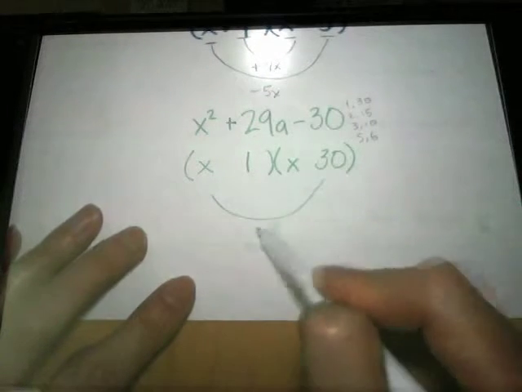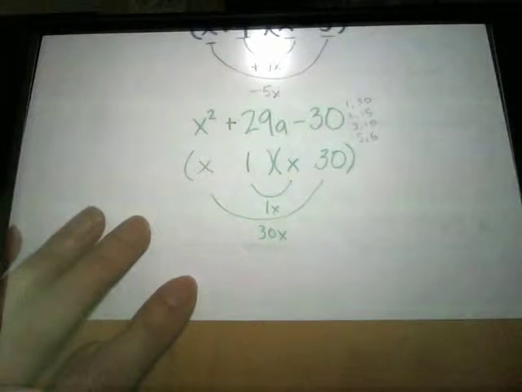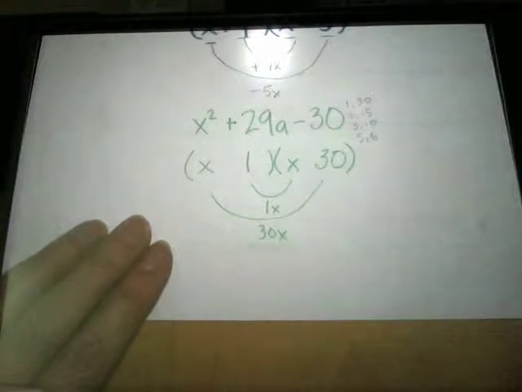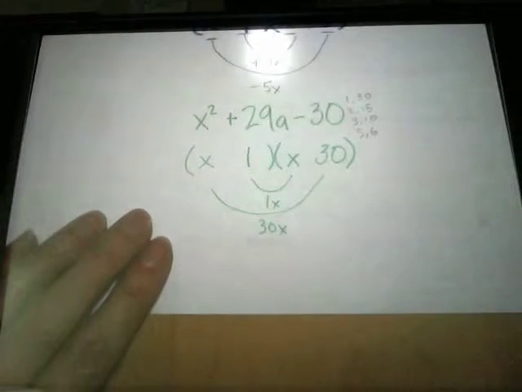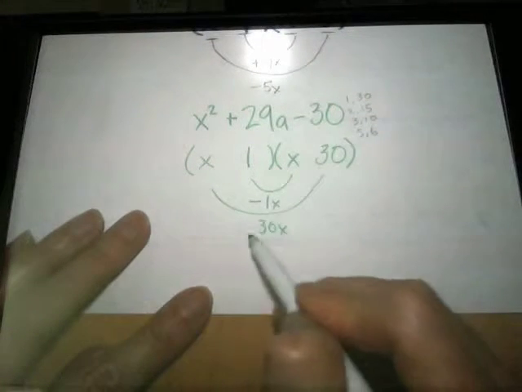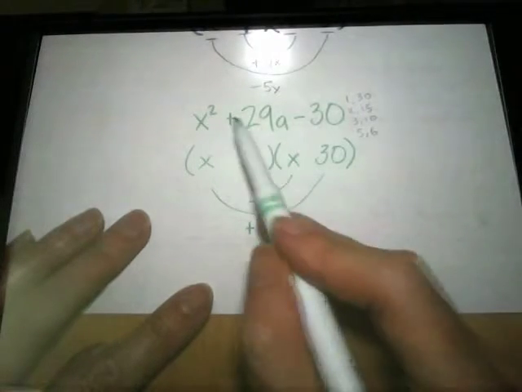When I do outer, I get 30x. When I do inner, I get 1x. What are my signs going to be to combine to make a positive 29? Jaden? The 1 is negative and the 30 is positive. Okay, good. Again, the one that is bigger is the one that gets the sign we keep.